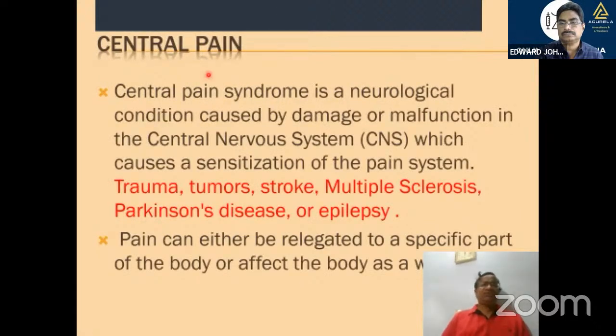Now we have central pain syndrome, which is a neurological condition. Causes include tumor, stroke, Parkinson's disease. With a stroke, they will have complete pain, continuously they will have pain. This is very difficult to treat.